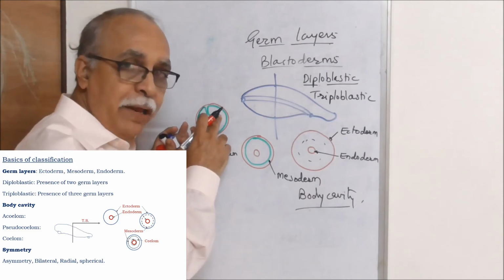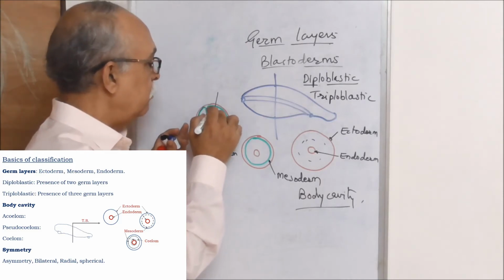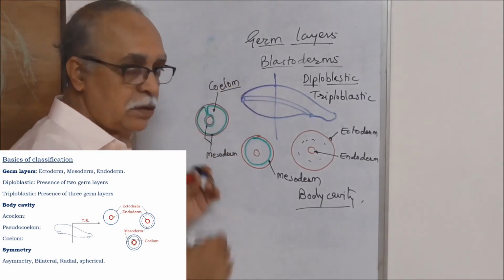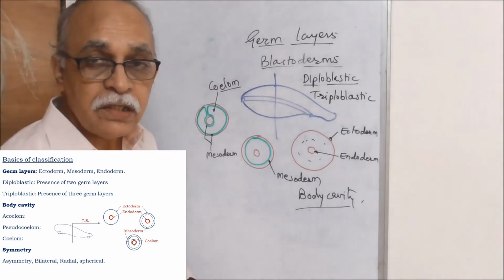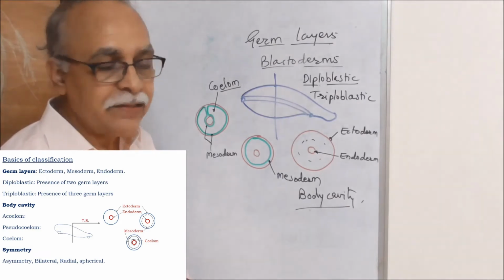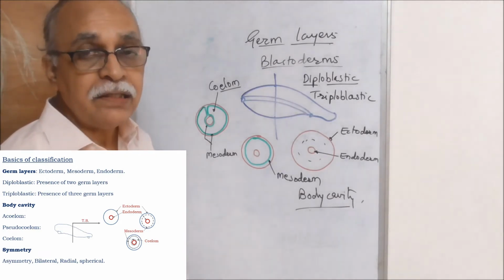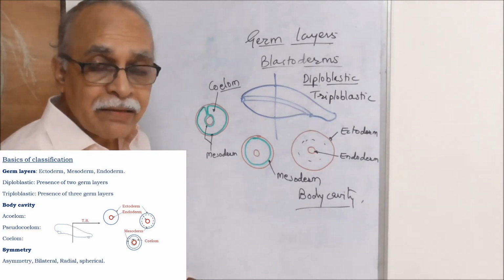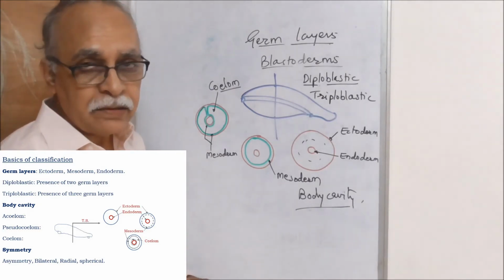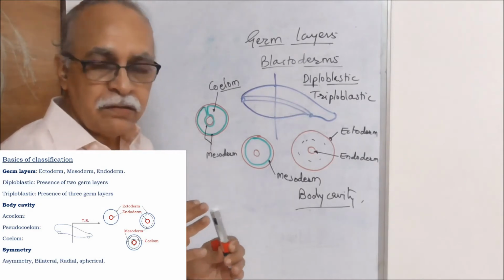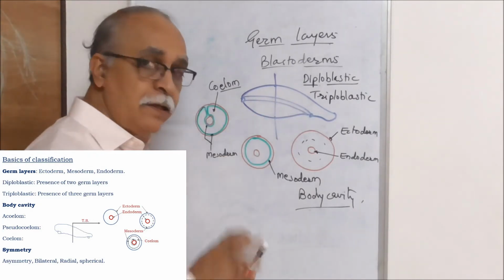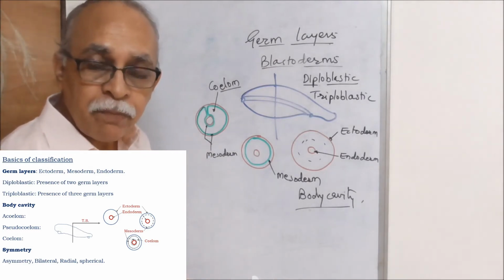This kind of body cavity is called coelom. Coel means a cavity. It's a true body cavity. It's a coelomic body cavity, which represents a body cavity that's covered by mesoderm on all the sides. Externally, internally, it is exclusively in contact with mesoderm. That kind of body cavity is called coelomic cavity.